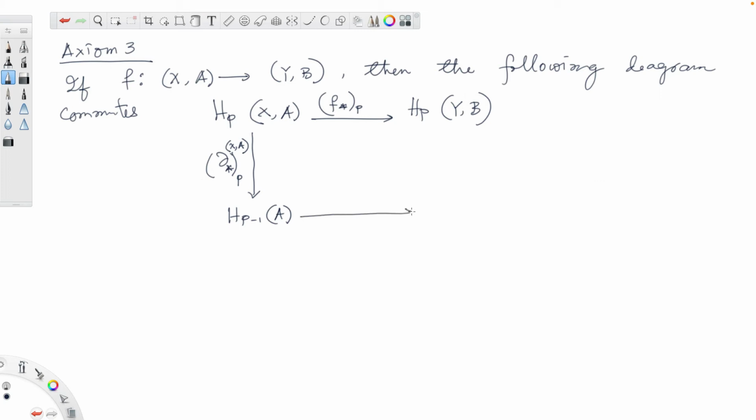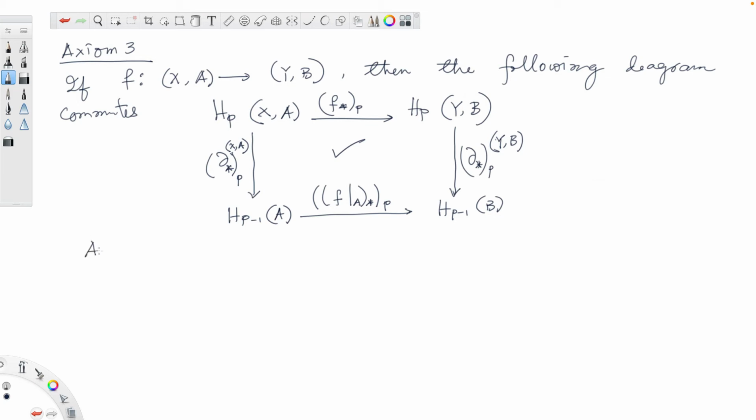Okay, and now there is this map to HP minus 1 B, which is the restriction of F to the subspace A, and the induced homomorphism of that map when restricted to A in dimension P. That takes HP minus 1 of A to HP minus 1 of B, and there is this boundary homomorphism delta star at P attached to this pair Y comma B. Okay, and this diagram commutes. Okay, this was axiom 3.